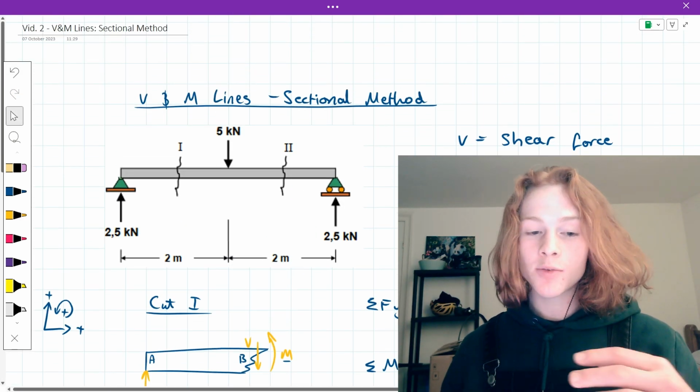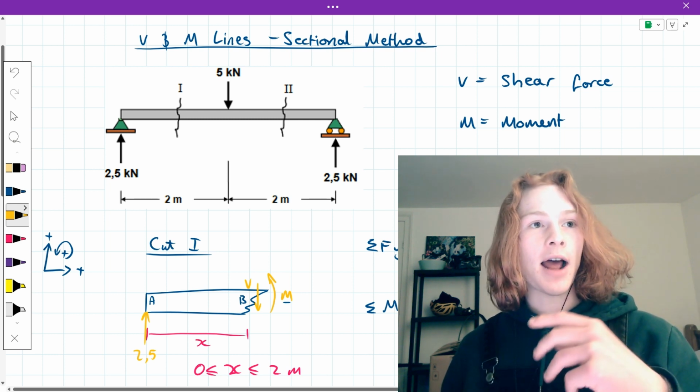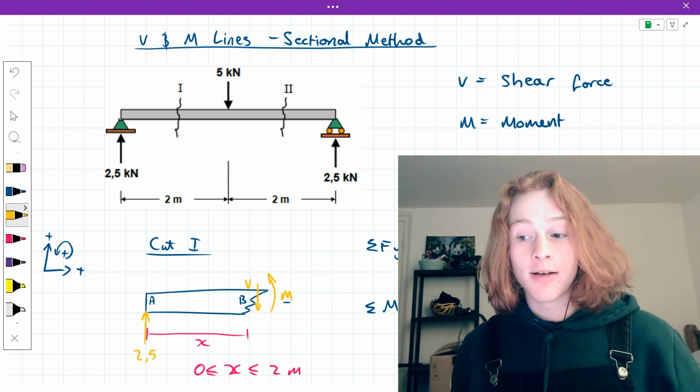There's a second way of calculating these V and M lines, and that is the graphical method. I will have a separate video explaining that.